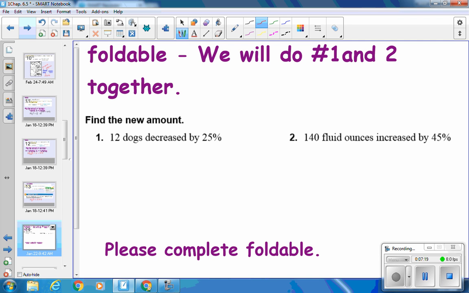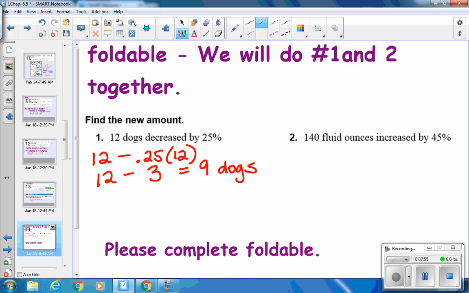So what you would do, there's 2 ways you can do this. One is the 2-step method, and what that is, we can just have our 12 dogs, and what we're really taking away is 25% of 12. So 0.25 times 12, which really is 3. So you end up with 12 minus 3. And your answer would be that now there are 9 dogs.